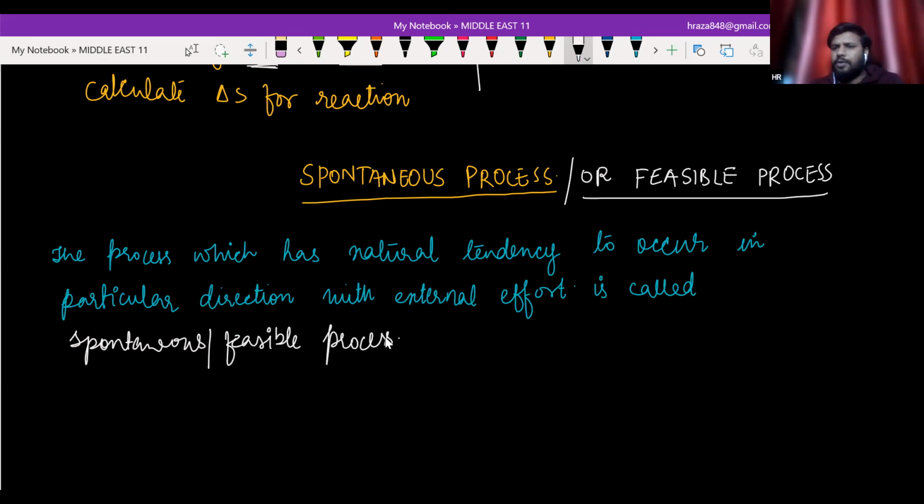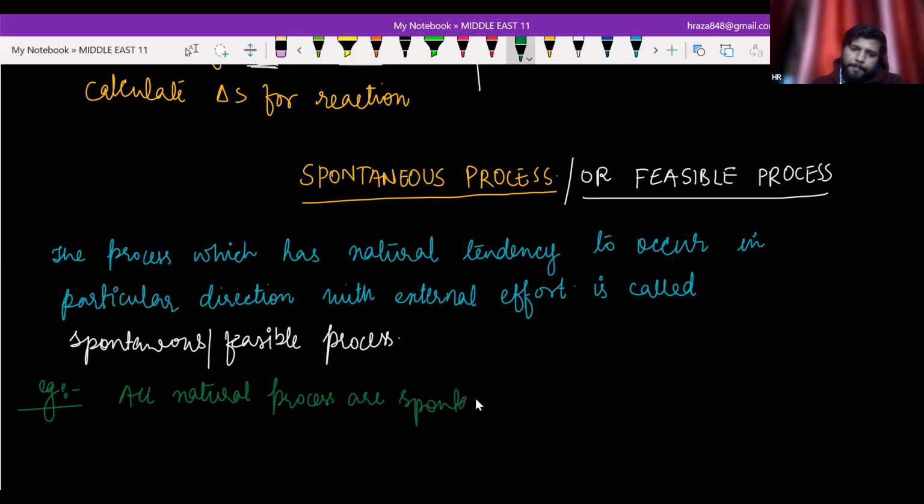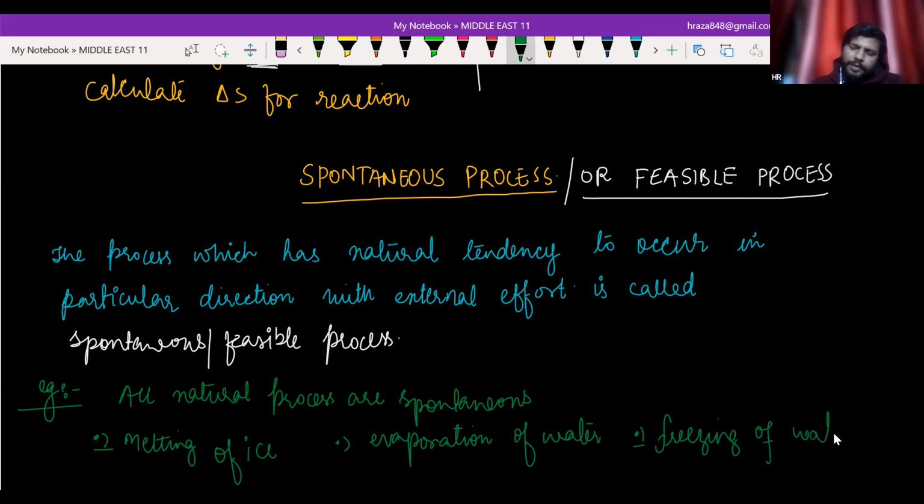The reaction or the process which is not in need of an external agent, that can occur on its own, will be known as a spontaneous process. So I'm going to write some examples of it. All natural processes are spontaneous. Melting of ice is spontaneous. Evaporation of water, we can say it is spontaneous. Freezing of water, basically taking it as a natural process, so these are all spontaneous or feasible processes. Write with me.